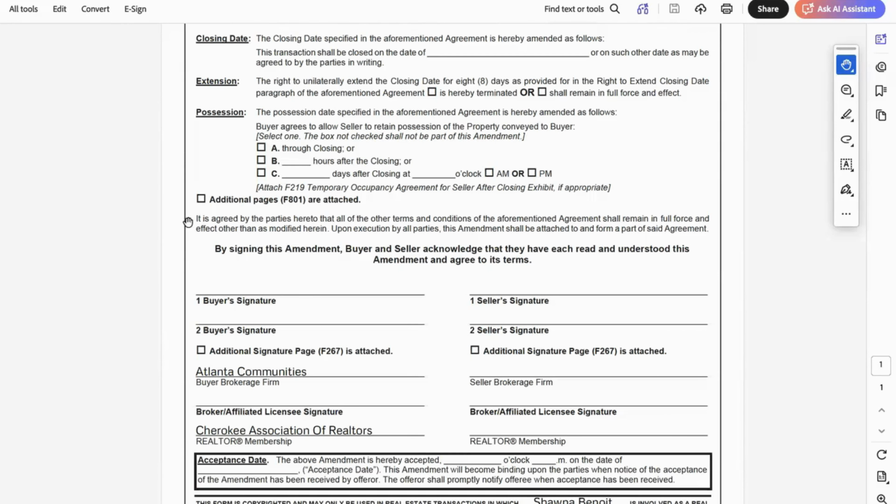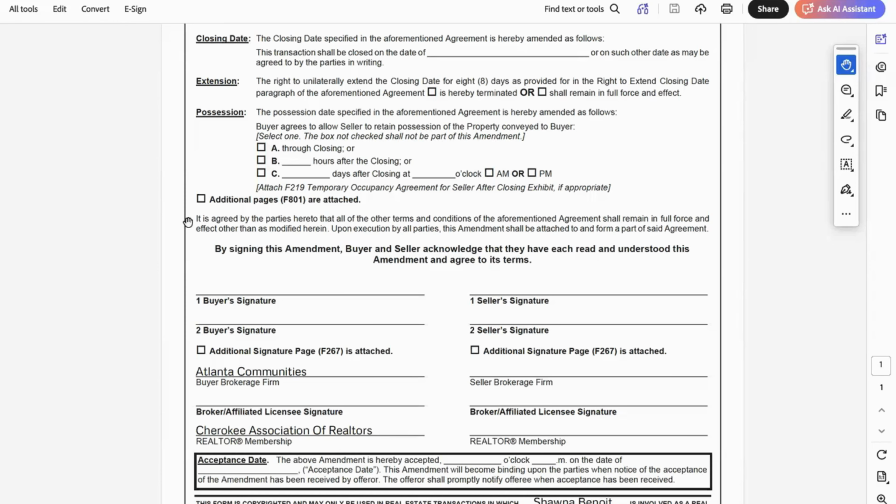If this box is checked, it is an example of what to write in the F801. For example, rent for post-closing occupancy, cleaning requirements, holdover penalties.